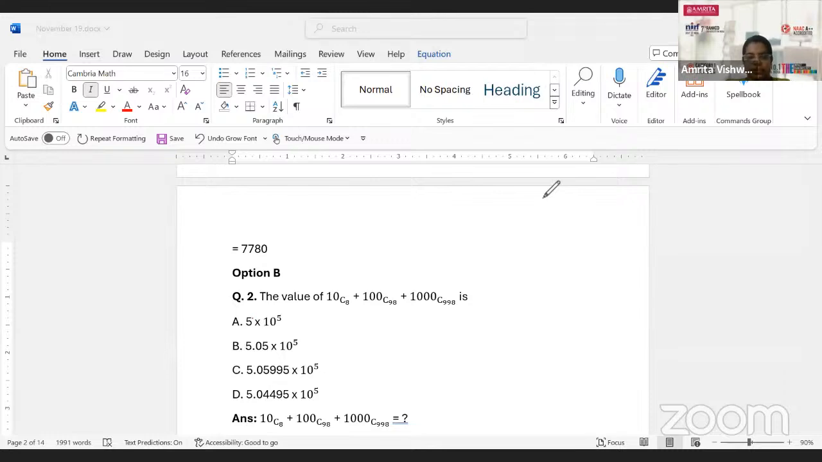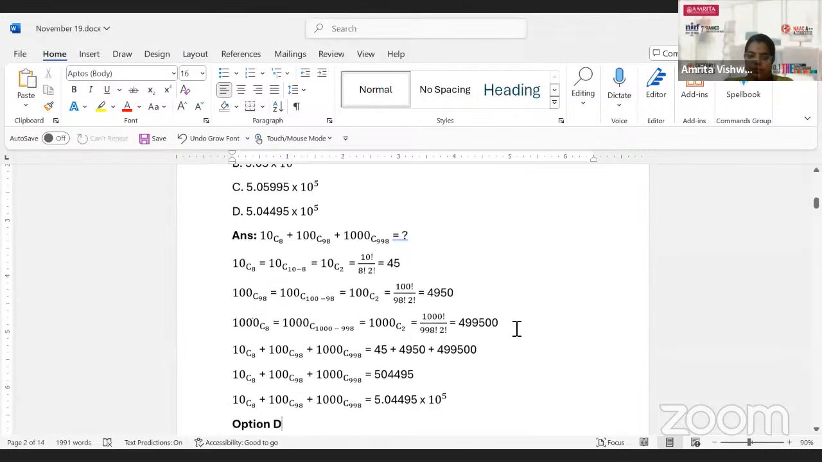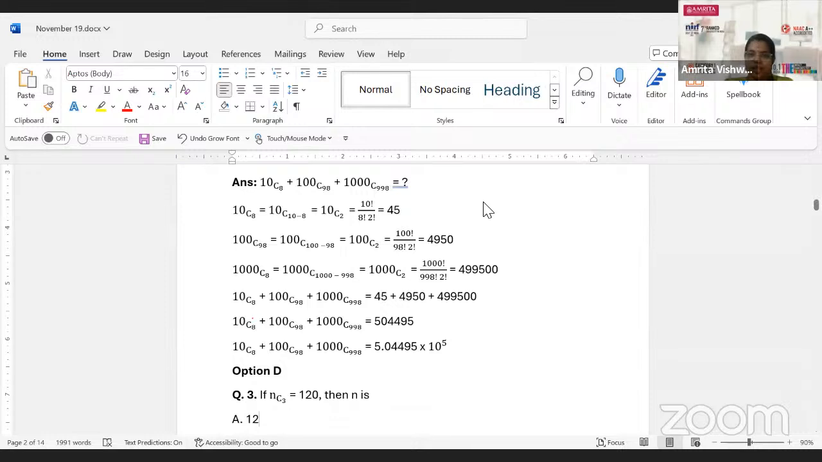So let's solve this question as this is a very easy question. Let's solve it and I hope everybody got your answer. We'll use the very basic formula that we have studied. nCr is equal to nC(n minus r). Otherwise, you have to write nCr as n factorial by (n minus r) factorial r factorial, the expanded formula. So this becomes 10C2, this becomes 100C2, and this becomes 1000C2.